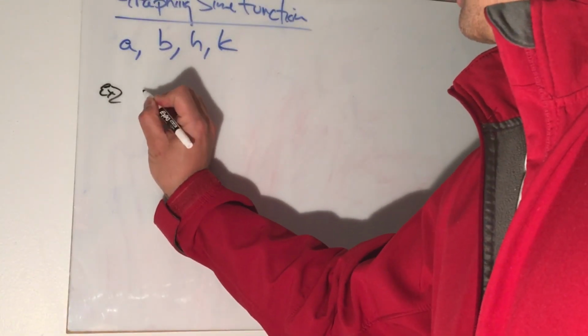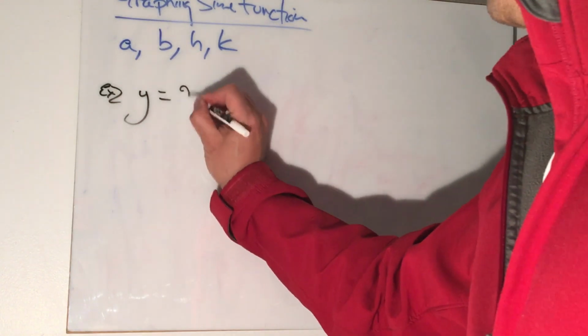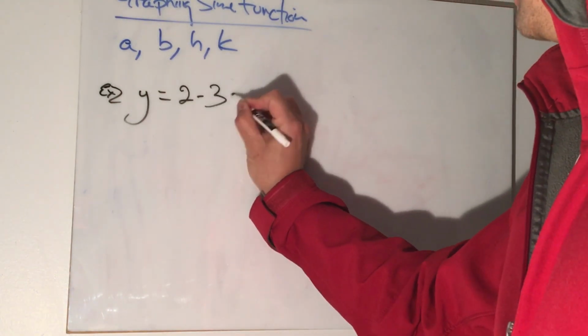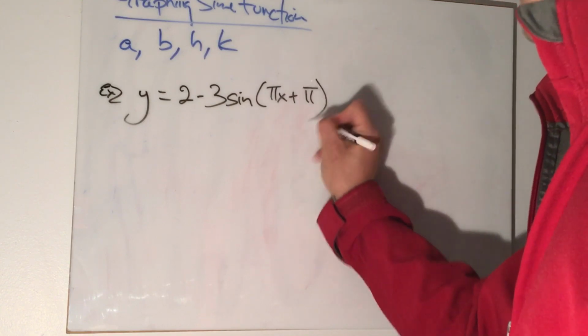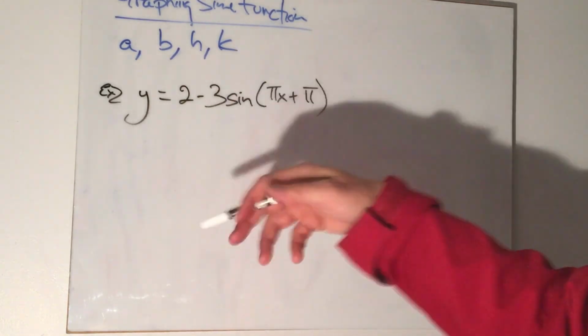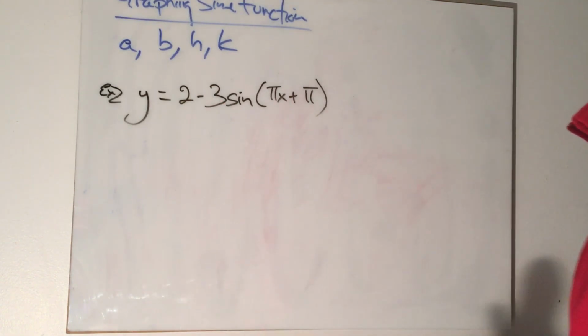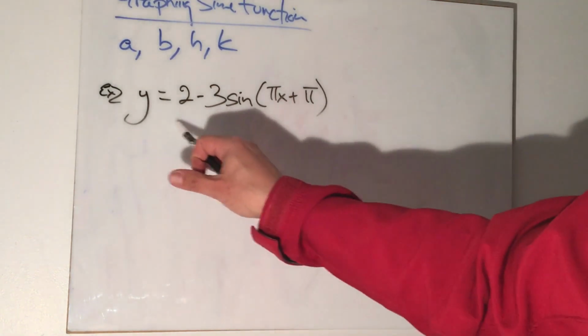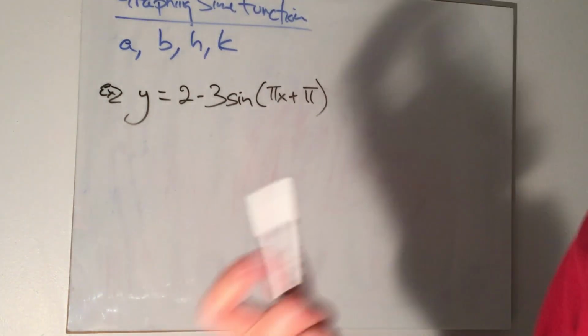Okay, so example 2. Y equals, let's come up with one where you have to figure out B: 2 minus 3 sine of pi x plus pi. All right, so before we can go through and just say, okay, that's A, that's B, that's H, that's K, we have to do some factoring. We did this already, back in October, I suppose, maybe November, where you're given a function, you have to factor it out to find your B.